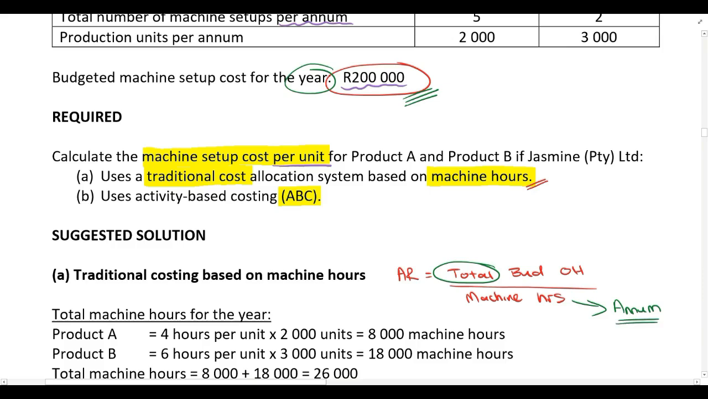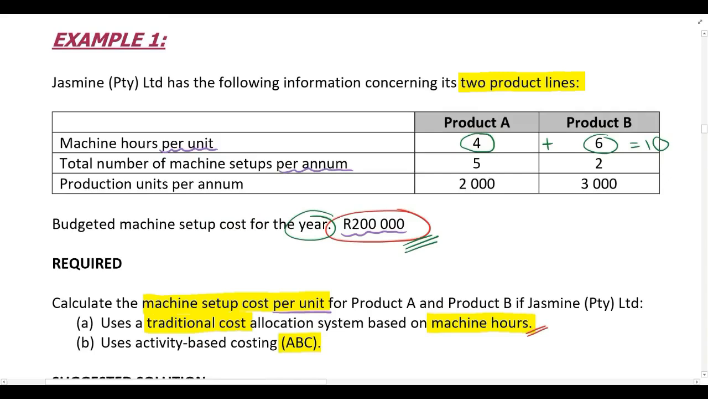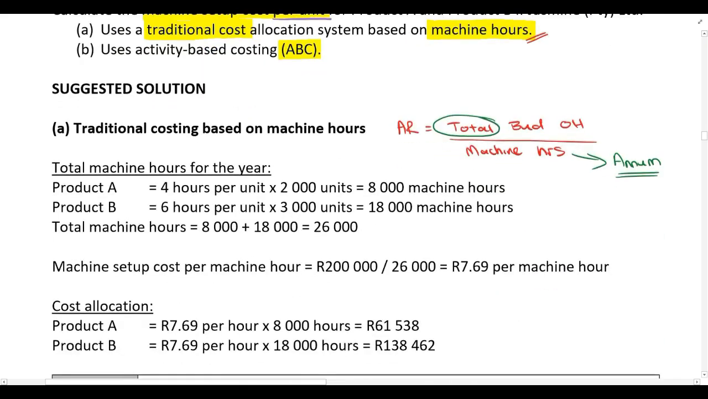The number of machine hours for the entire year. So what we need to do is, it's not as simple as just adding the 2 together like that. We need to work out what the total machine hours are. So 4 hours per unit times 2,000 units, 6 hours per unit times 3,000 units. So that is the calculation that I'm doing over here. Work out your total machine hours. Then once I have my total machine hours, I can work out this absorption rate. Total budgeted cost for the year divided by total machine hours for the year, and I get an allocation rate of 7.69 Rand per machine hour.